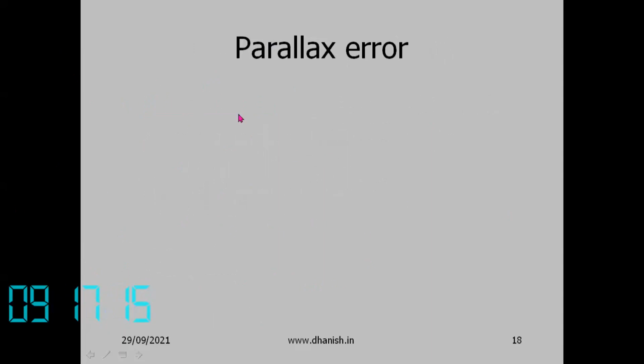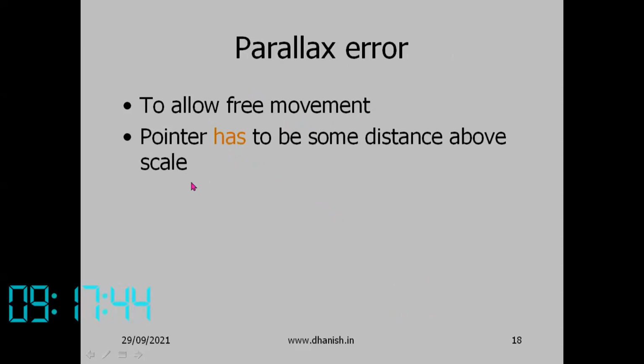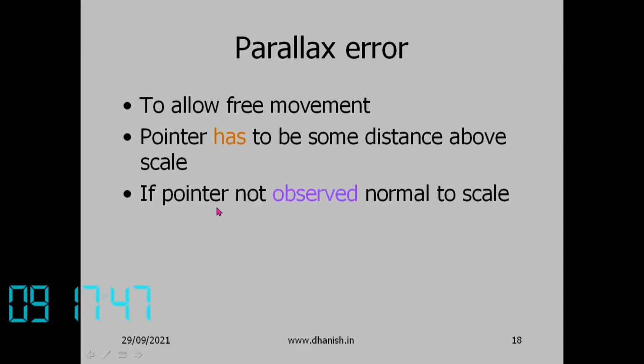Okay, then we come to parallax error. Parallax error occurs because of the necessity to allow free movement between the scale and the object being measured. If we keep the scale or the needle in contact with the workpiece, then there will be friction. So we have to allow some space for movement. That results in parallax error. The pointer has to be some distance above the scale. If the pointer is not observed normal to the scale, then there will be an error. If you are observing normally, then there may not be any error.